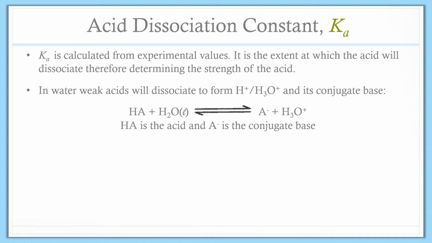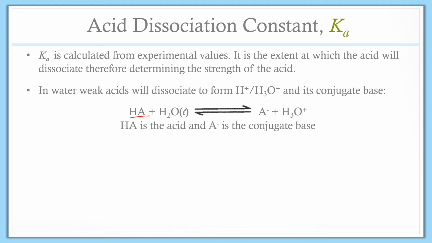To remind you, in water, weak acids will dissociate to form hydrogen ions, or H3O plus. Basically, the hydrogen ion comes off and immediately forms an H3O plus ion with water, so we use them interchangeably. The other product is the conjugate base, which is whatever's left over after the hydrogen comes off.